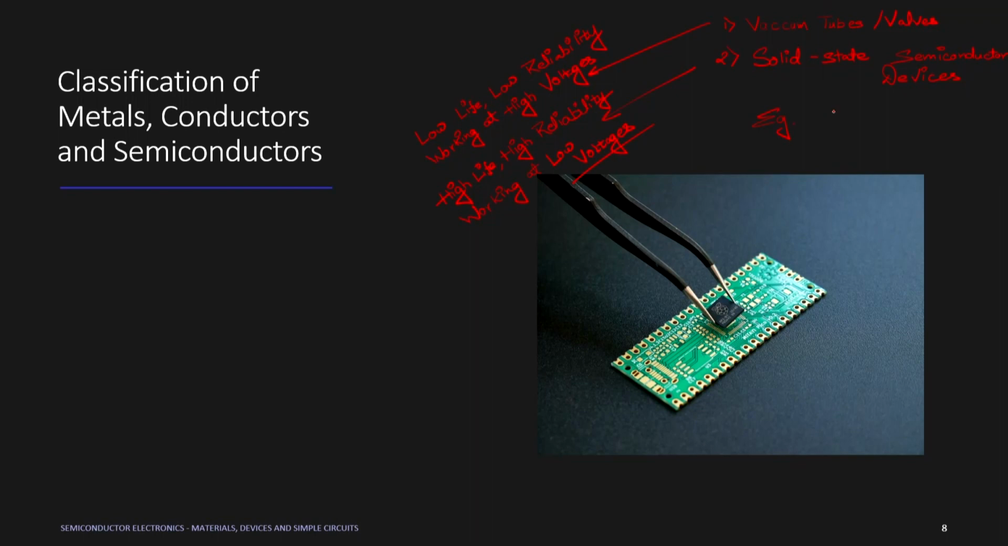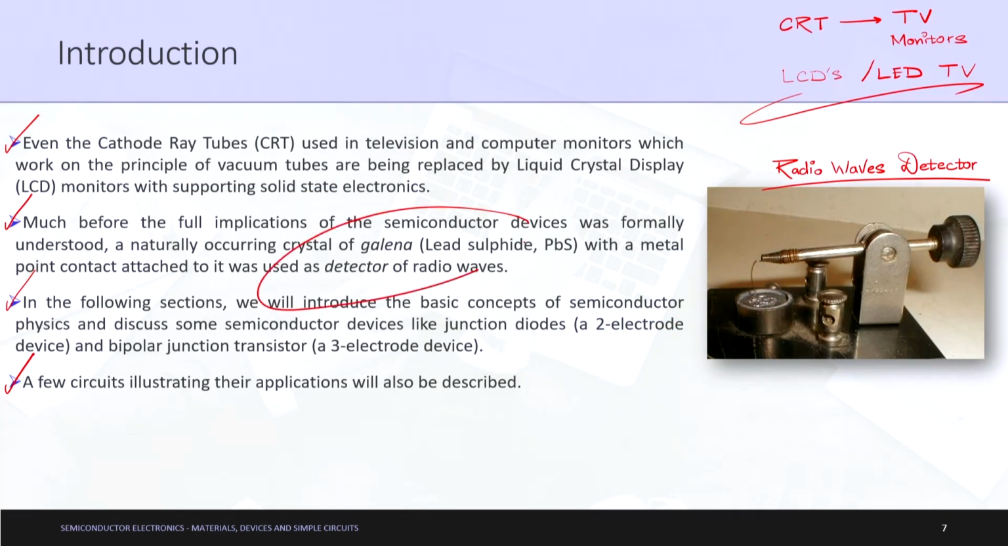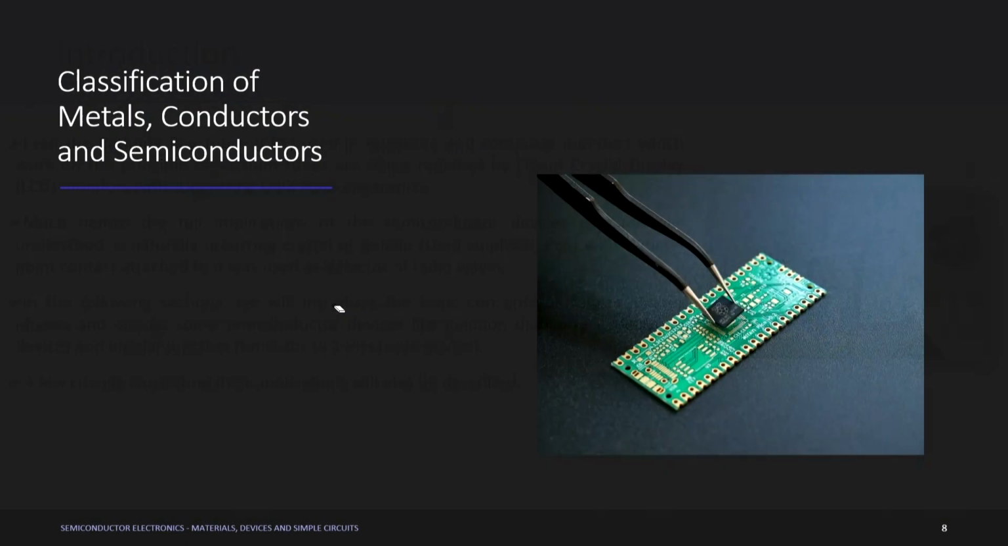One more thing is one of the examples which we understood, that was regarding CRT, that is cathode ray tubes, and next another was LCDs. Okay, so this is one of the applications, and we also understood one more example about what was used as a detector of the radio waves. Okay, let's do the further discussion.